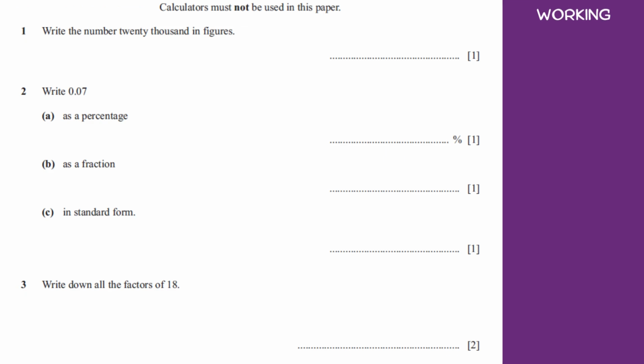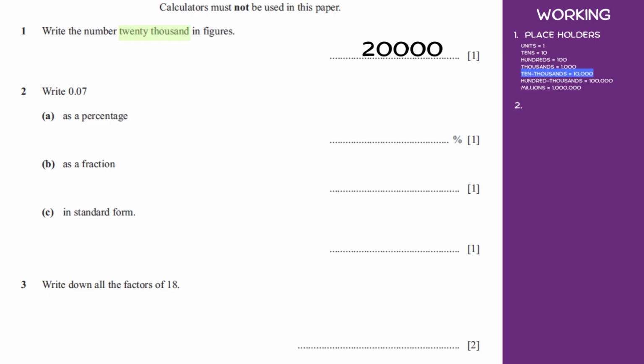As we can see, this is a non-calculator paper, so a lot of our marks will come from our working. Question 1 is asking us to write this number in figures. As we know from our understanding of numbers, the hierarchy of placeholders goes like this. Therefore, 20,000 will have a 2 in the 5th position followed by 4 zeros.